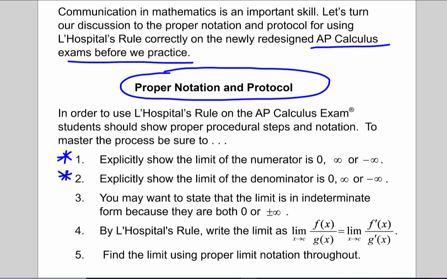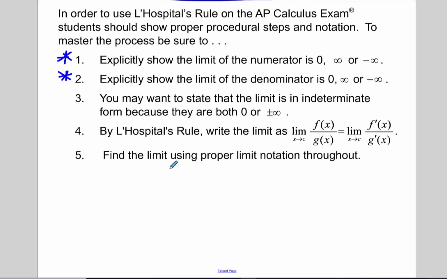You can't just write, let me give you an example, the limit as x goes to some number of f of x over g of x is 0 over 0. That's not allowed. Don't do that. You have to do it separately.